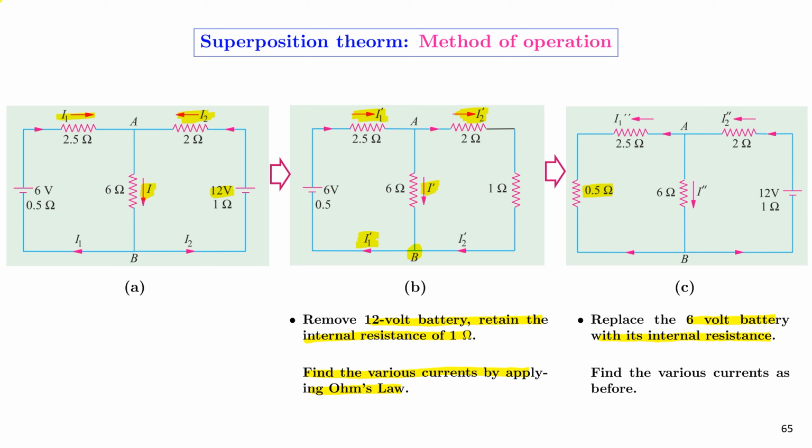In the third step, we will replace the 6 volt battery with its internal resistance. That is, we have removed the 6 volt battery from the circuit and have retained the internal resistance of 0.5 ohms. In this case, the current that is flowing through the 2 ohm resistor is assumed to be I2 double dash, that through the 2.5 ohm resistor is I1 double dash, and the current that is flowing through the 6 ohm resistor is I double dash. As in the previous case, we'll find the various currents in the circuit.